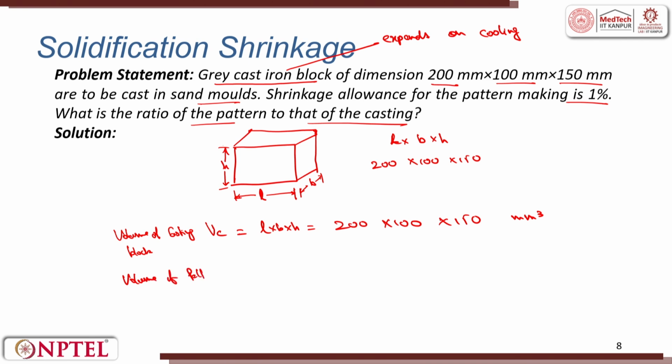Volume of pattern, I will put it as Vp. This is equal to length minus shrinkage, that is 200 into 1 minus 1 by 100. So, this is 1%, right. This into the breadth compensation, that is 100 into 1 minus 1 by 100.